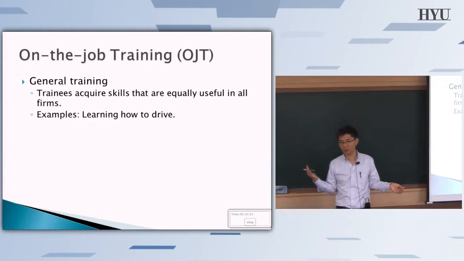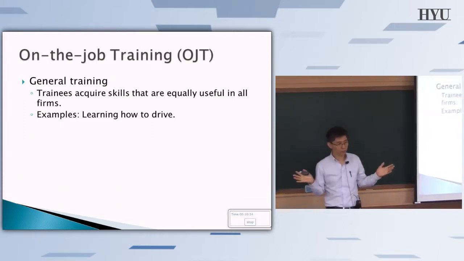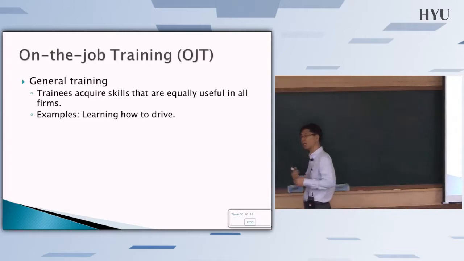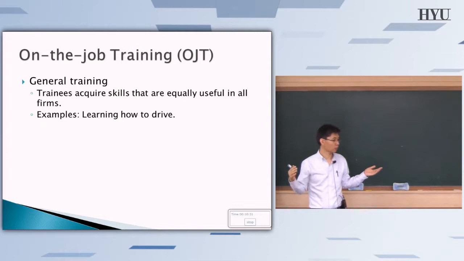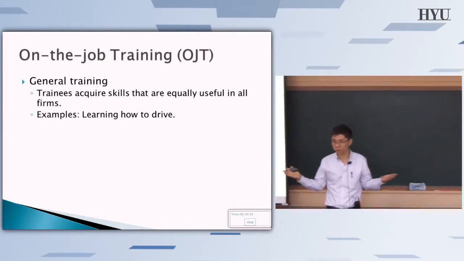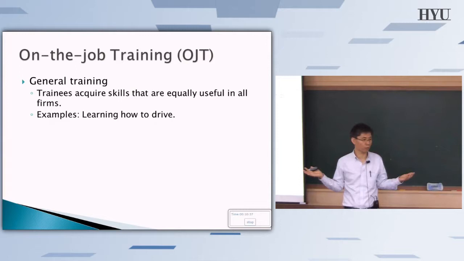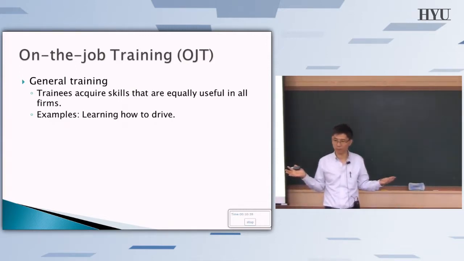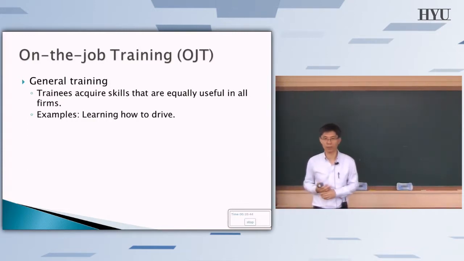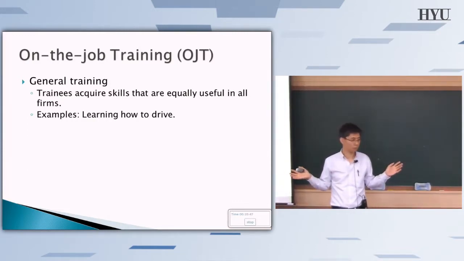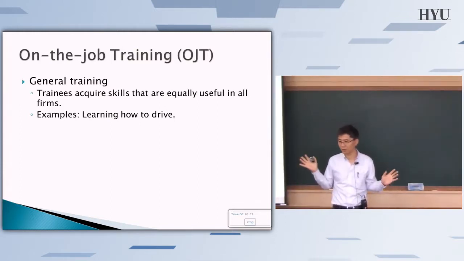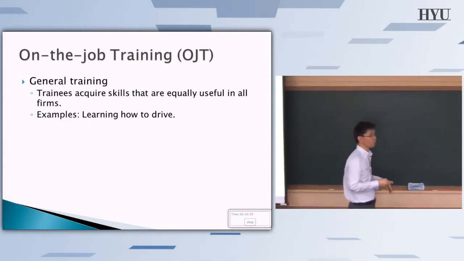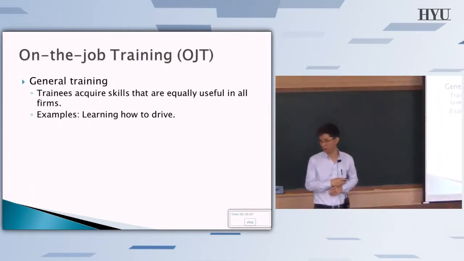If you think of a medical intern, most of the skills acquired through a medical internship must be useful not only to the hospital you are doing your internship for, but also to any other hospital that you may work at after you finish your internship. So learning how to operate an appendectomy must be pretty much the same in any other hospital. So that's one example of general training, like a medical internship training.